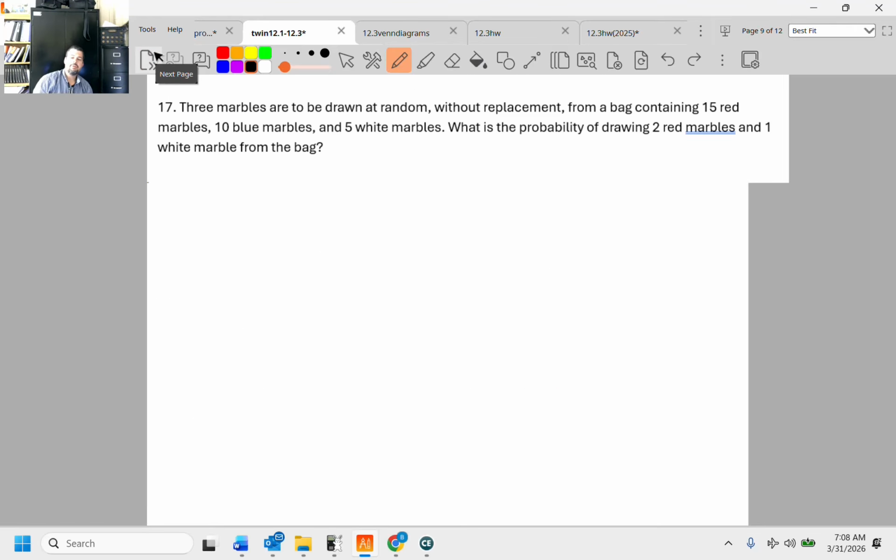And there's 16. 17, 3 marbles are to be drawn at random without replacement from a bag containing 15 red, 10 blue, 5 white. Notice it says without replacement. What is the probability of drawing 2 red marbles and 1 white marble from the bag? Now, it doesn't talk about order. Now, does it? It doesn't say a red marble, and then. It does not specify order.